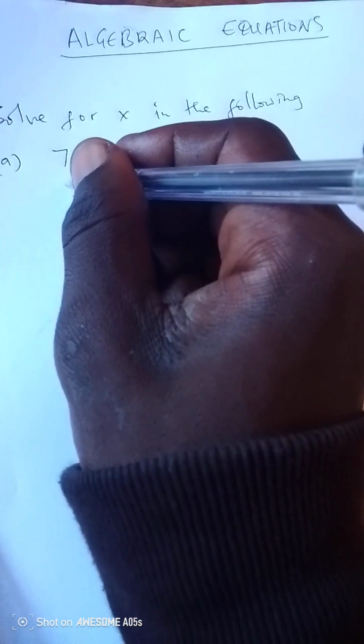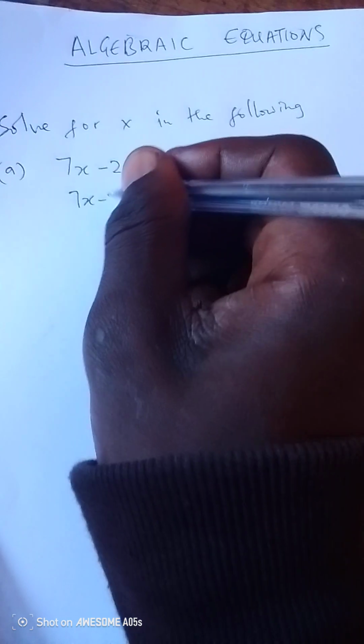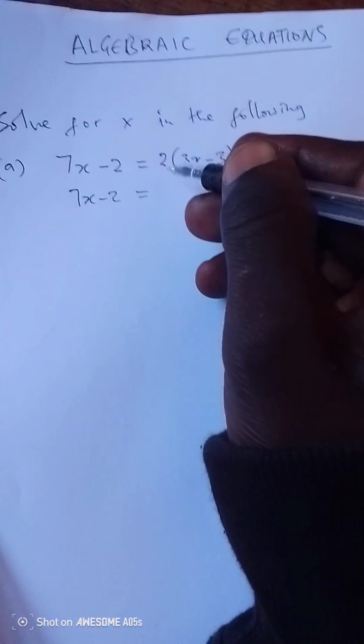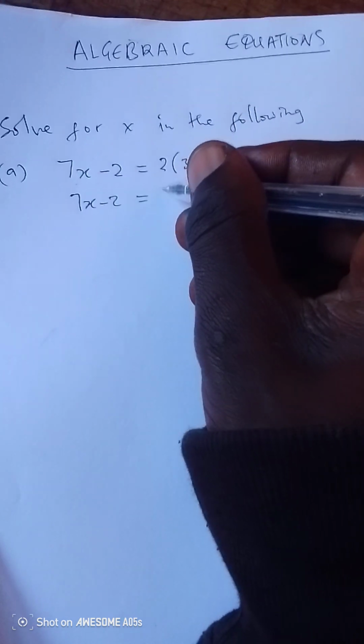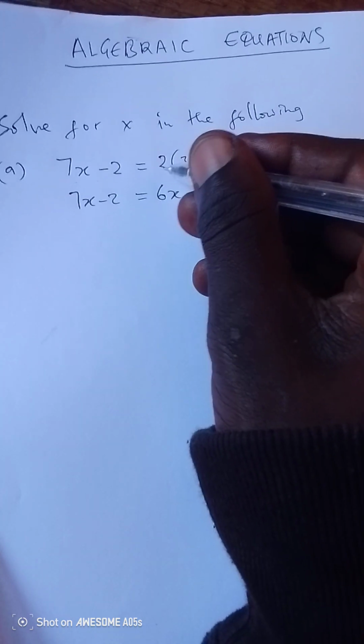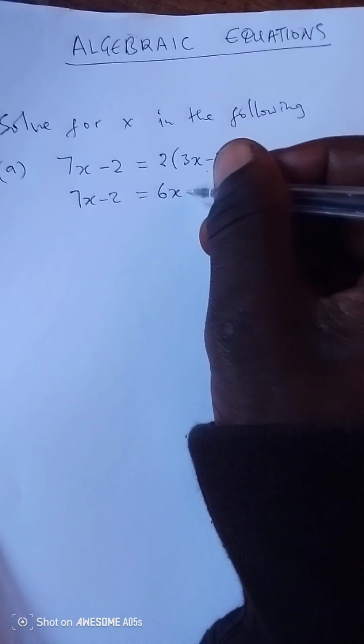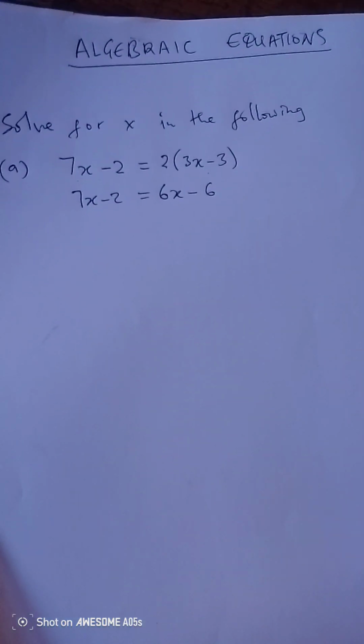So on the left hand side, we are going to maintain. Then on this side, 2 multiplies 3x and we are going to get 6x. And then 2 multiplies negative 3 and we are going to get negative 6.